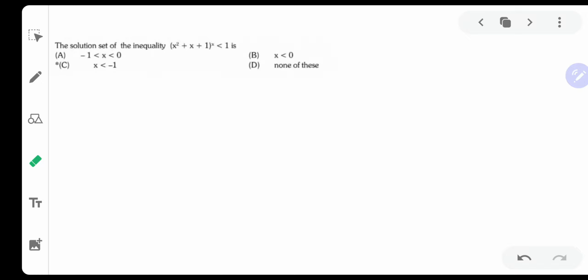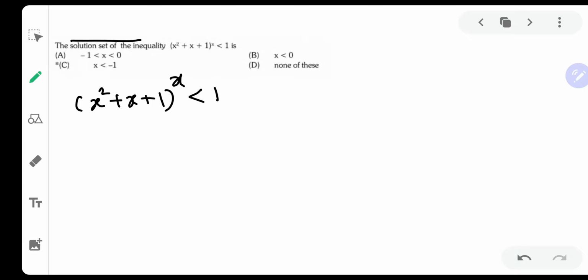Now today one of our students has asked us this very interesting question. The question is we need to find out the solution set of (x² + x + 1)^x < 1. Before we start solving this question we need to understand a few things.